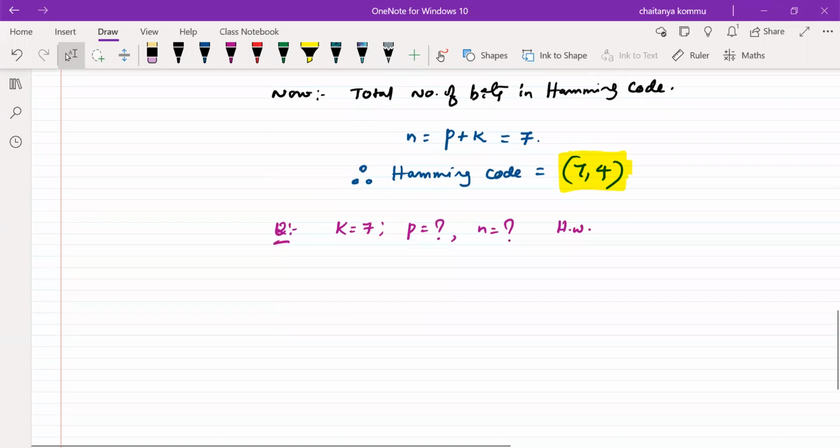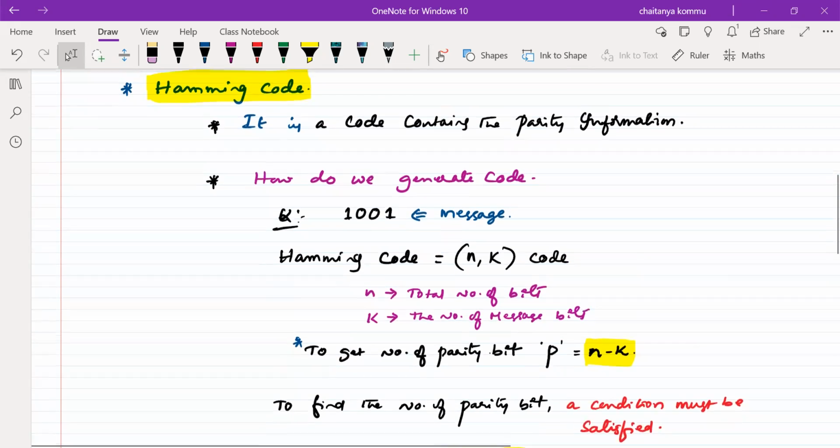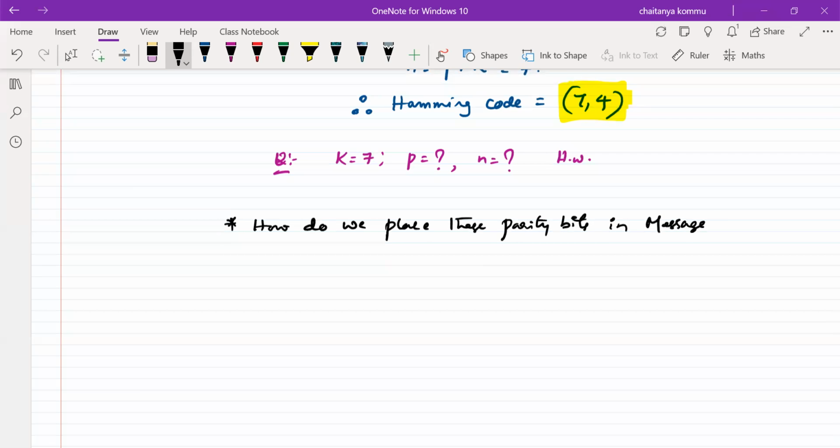Okay, fine. Now we have seen that the Hamming code is named (7, 4), for 4 bits of message information. Now, how do we place this parity information in the given message? That is the next question: how do we place these parity bits in the message, or message bits in a message signal? You can also call this.